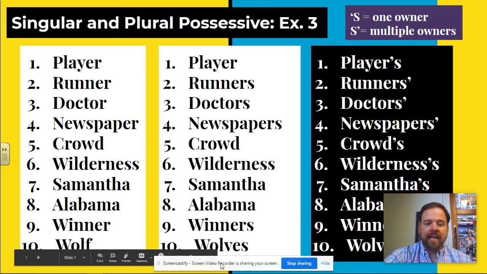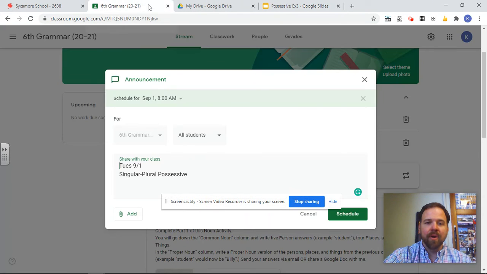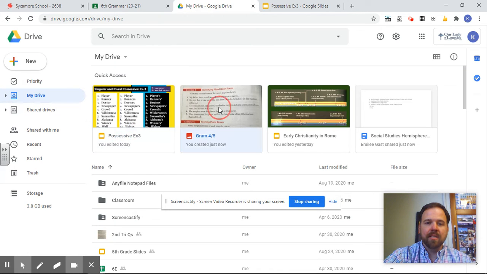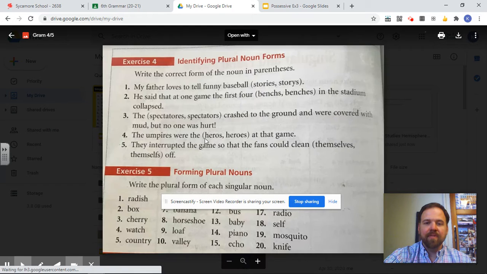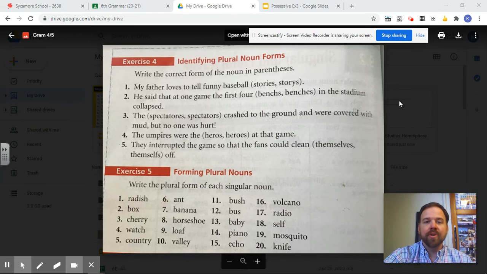We're going to exit out of here for a second, and we're going to talk about the other part of this, which is exercises 4 and 5. Exercise 4 and 5, which is posted with this announcement, is just more examples of plural nouns. So taking things from singular to plural. And also, of course, there might be some spelling issues.